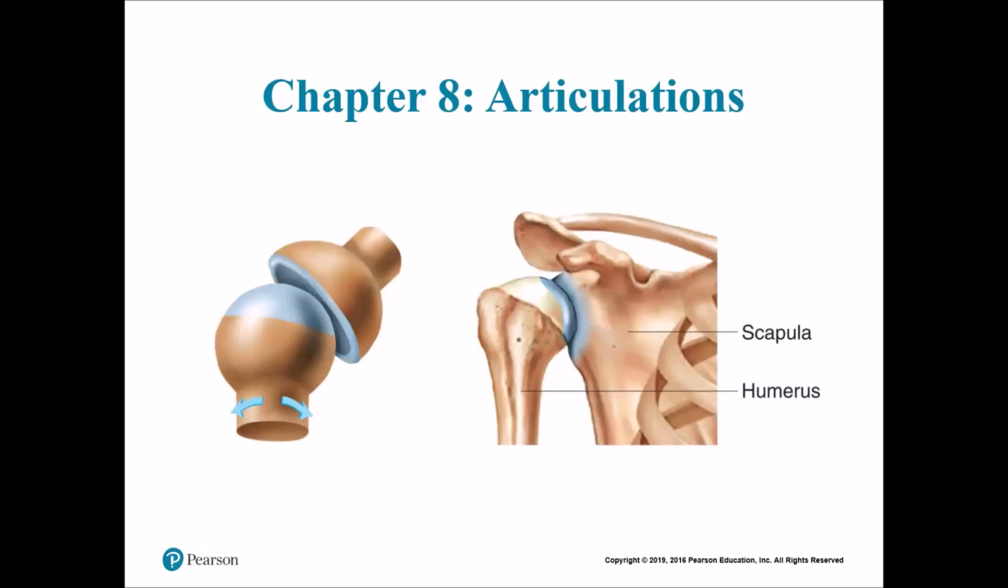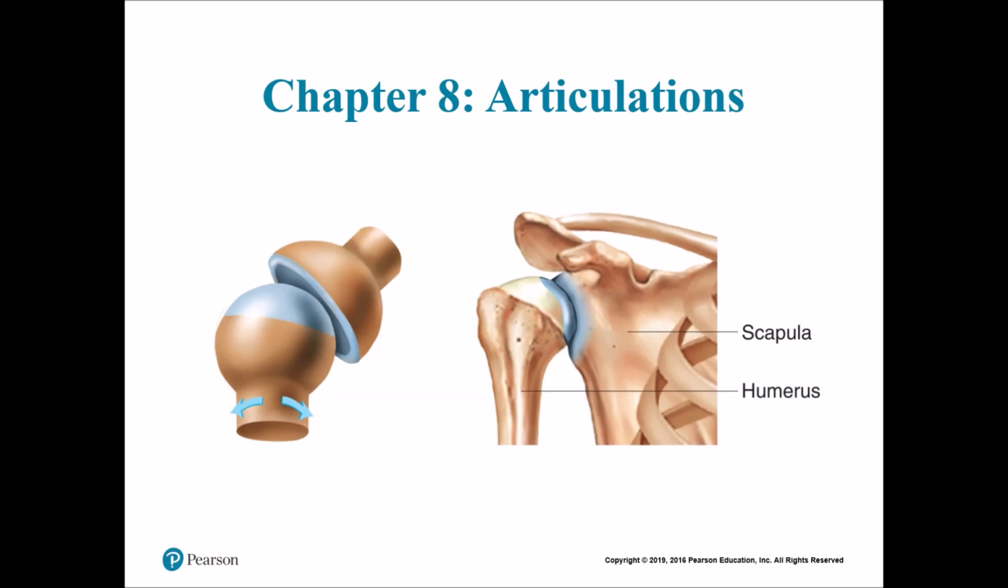All right, for chapter 8, we're going to be looking at articulations or joints. This is a chapter that has a lot of vocabulary terms, so this is a great place to start making some flashcards or putting all of your vocab together in a journal or some type of notebook. It's not a difficult chapter, but again, there's a lot of terminology, a lot of words.